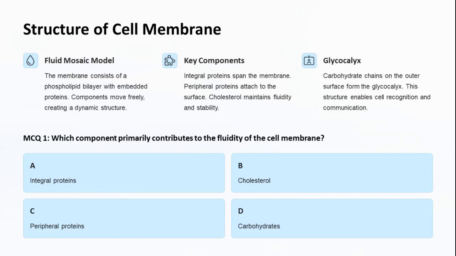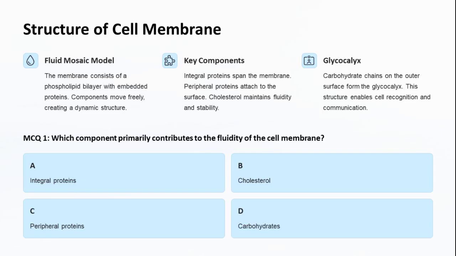Integral proteins span the bilayer, acting as channels and receptors. Peripheral proteins sit on the surface and support signaling. Cholesterol? It keeps everything balanced, not too fluid, not too rigid. And the glycocalyx, a sugary coating, helps cells recognize each other, like biological name tags.